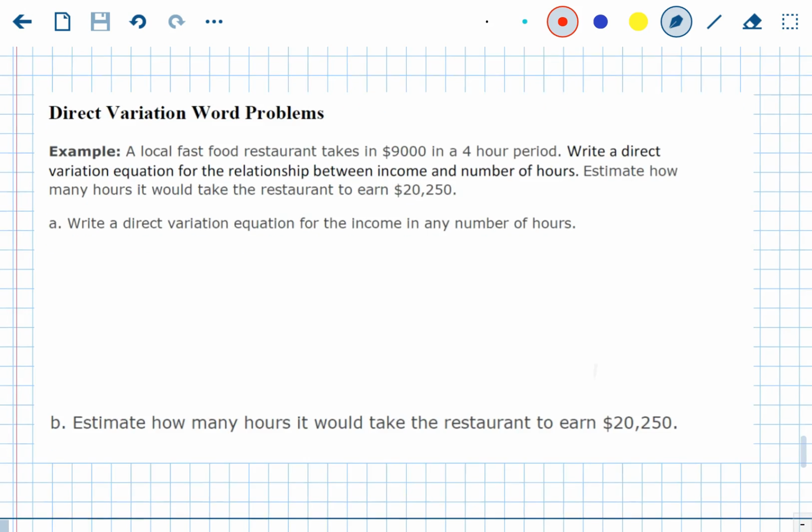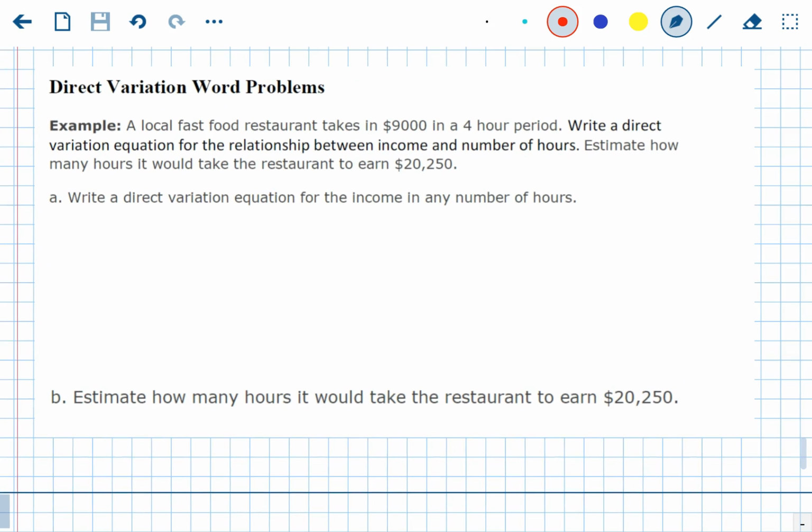Last up is a word problem. So direct variation word problem. Okay, so let's read this problem. A local fast food restaurant takes in $9,000 in a 4-hour period. Write a direct variation equation for the relationship between income and number of hours. Okay, so those are going to be our variables, our x and our y, or really our y and our x. Estimate how many hours it would take the restaurant to earn $20,250. Write a direct variation equation for the income in any number of hours worked. Okay, so our y value, our output, is income, and our x value would be hours.